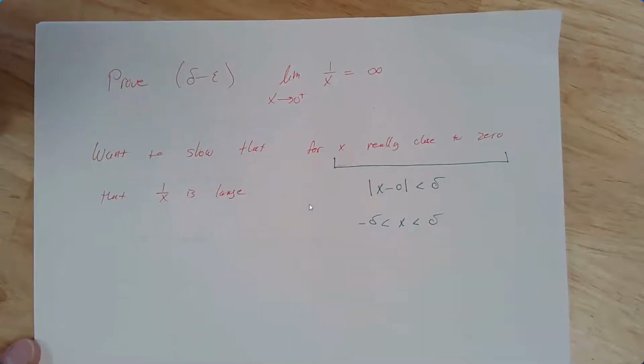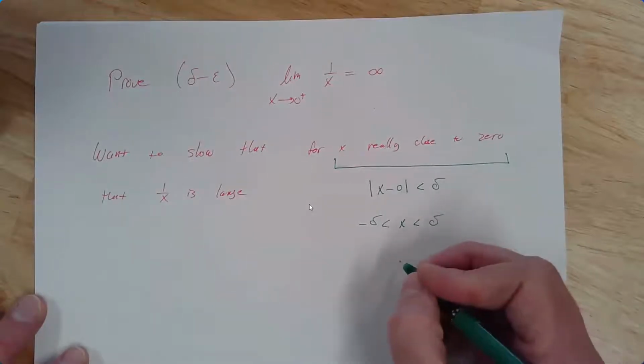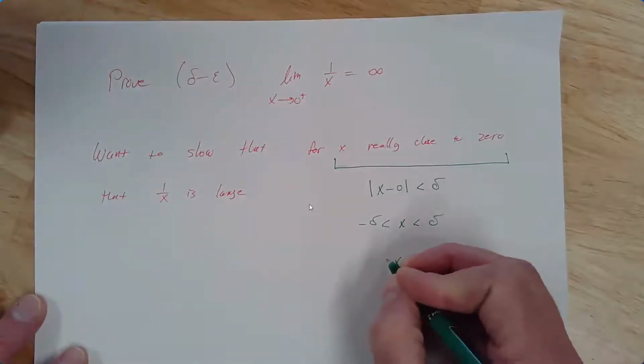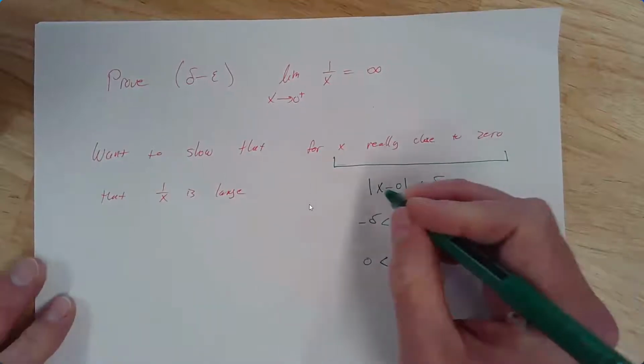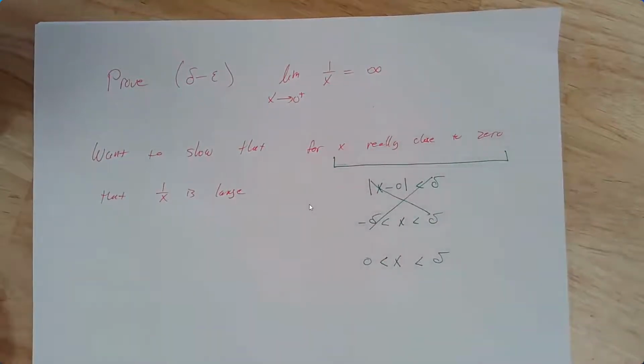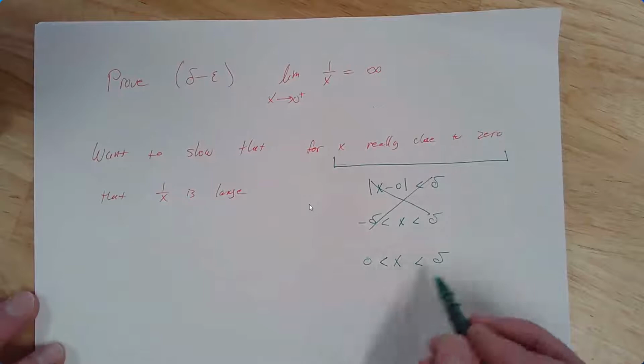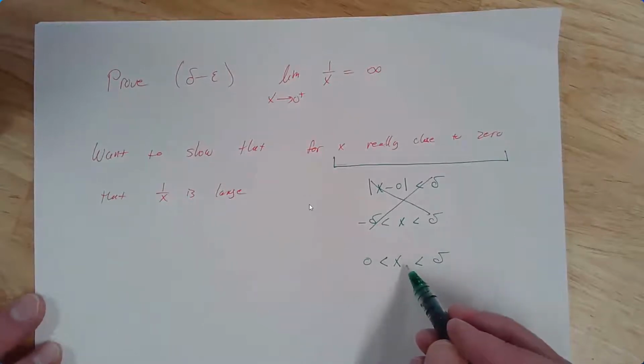So we're actually going to say something more like, we just want x to be bigger than 0, less than delta. That's what we actually want to say. So we're on the right side. And it's still going to be true.